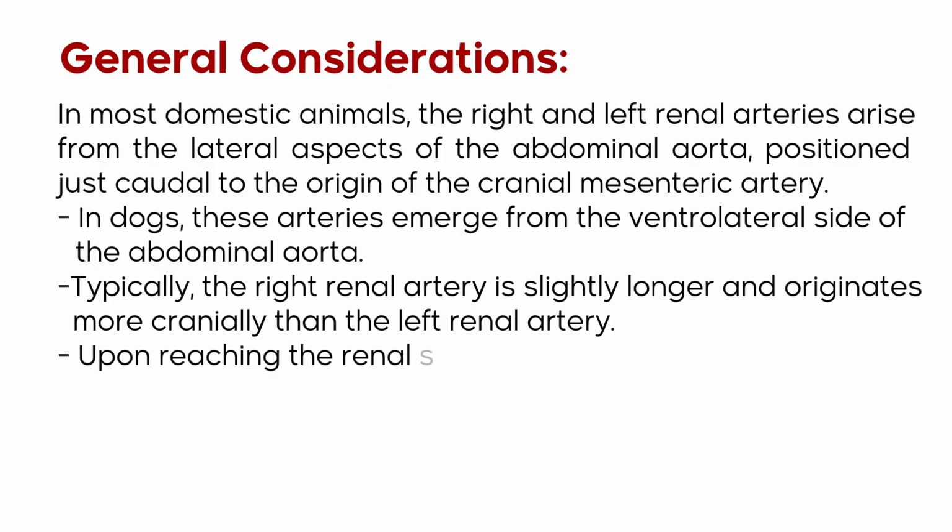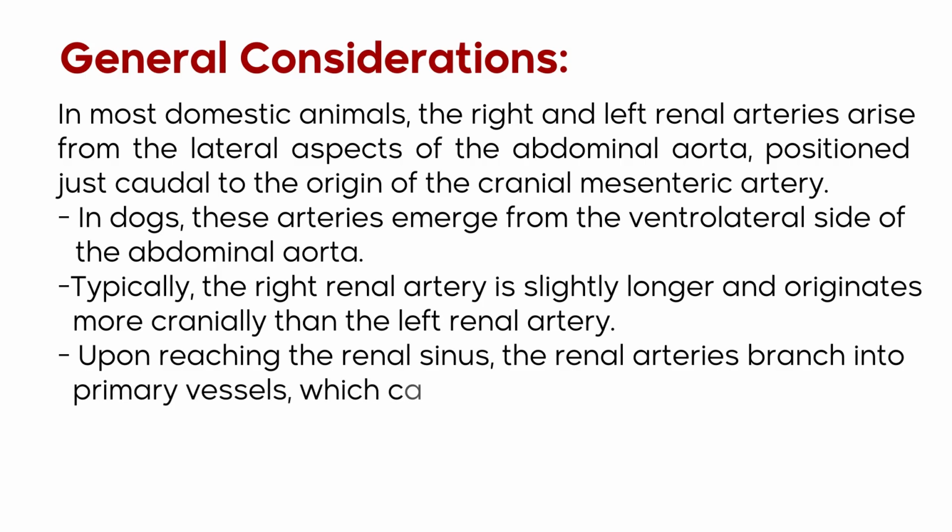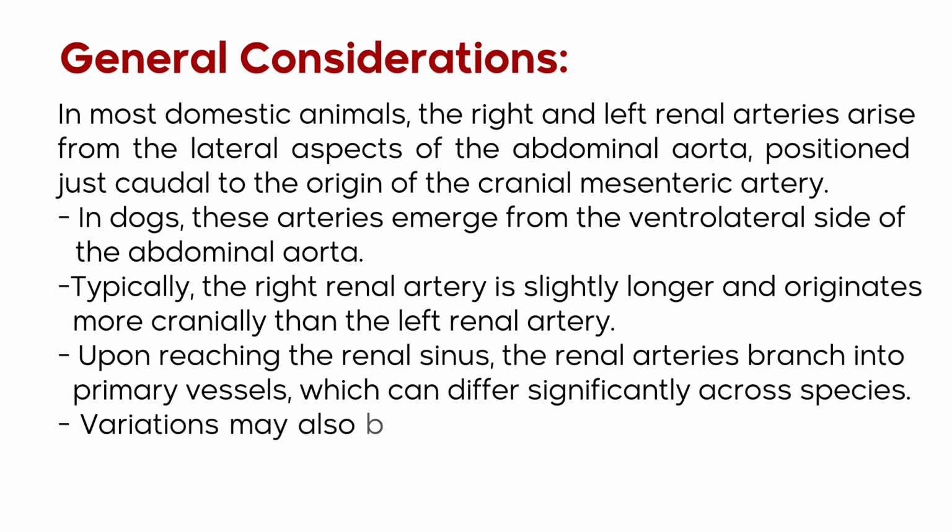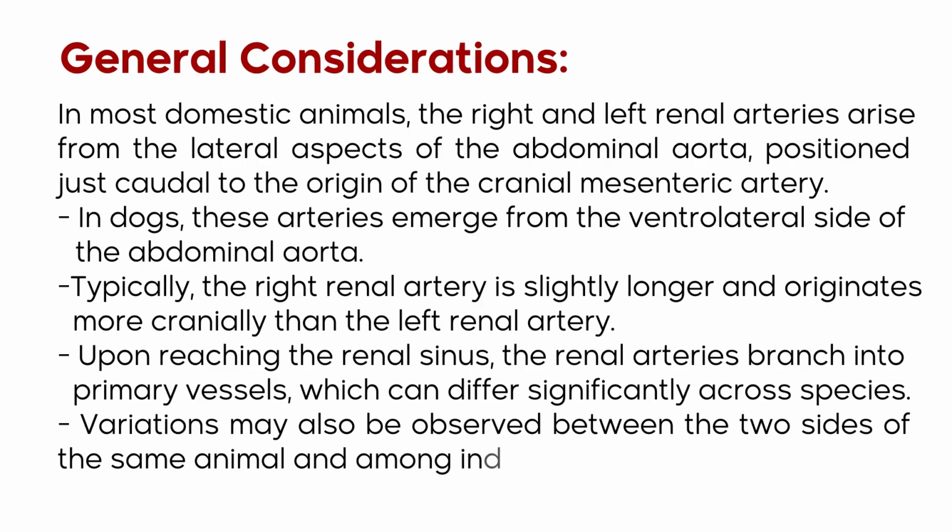Upon reaching the renal sinus, the renal arteries branch into primary vessels, which can differ significantly across species. Variations may also be observed between the two sides of the same animal and among individuals of the same species.